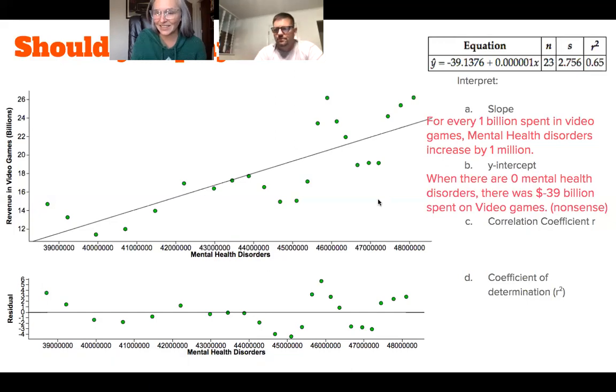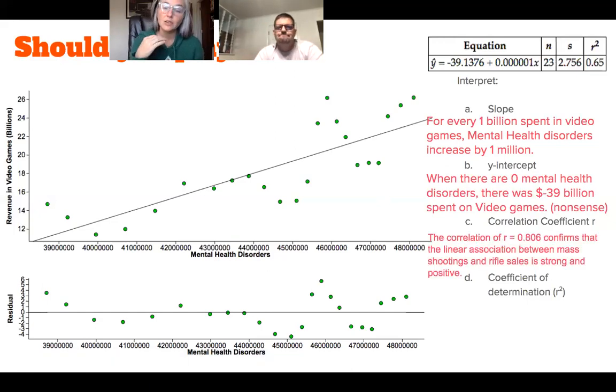Right. So, correlation coefficient. And guys, do you see what I'm doing right now? I'm literally using all of the sentence frames that I gave you for each one of these, just using the numbers. This is the expectation for the quiz that you'll be doing over the weekend.